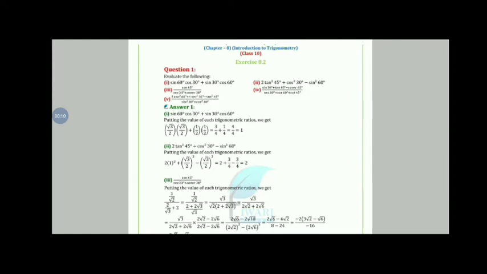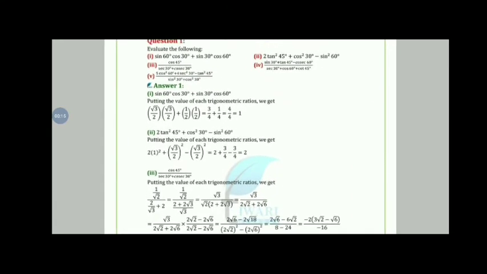Now in this exercise 8.2, question number 1 is: evaluate the following. It is given here sin 60 into cos 30 plus sin 30 into cos 60. As we know the values from the trigonometric table, sin 60 is root 3 upon 2, cos 30 is root 3 upon 2, sin 30 is 1 upon 2, and cos 60 is 1 upon 2.